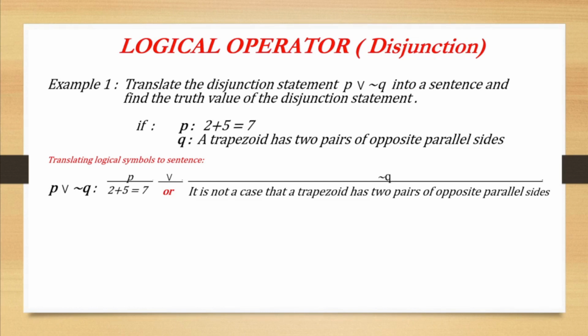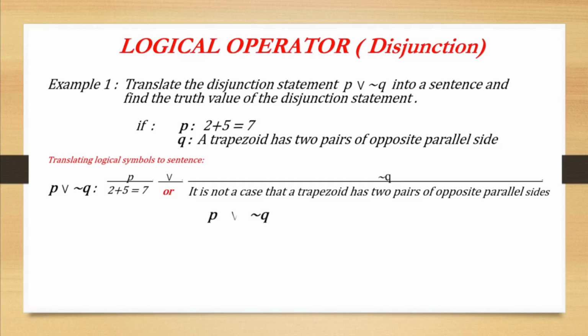How to evaluate the truth value of the logical symbol P or negation Q? What we need to do is identify first the truth value of proposition P and the truth value of proposition Q. The statement 2 plus 5 is equal to 7 of proposition P is true, while proposition Q, defined by the statement a trapezoid has two pairs of opposite parallel sides, is a true statement.